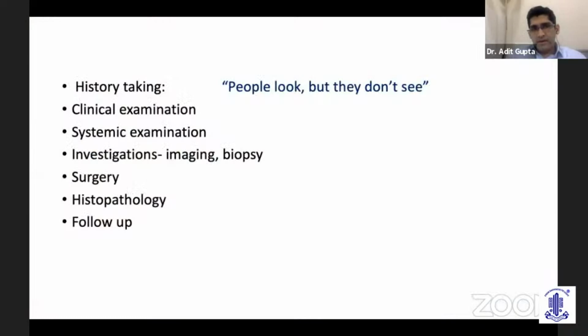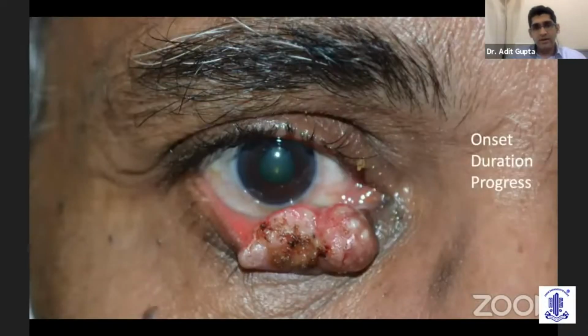When we evaluate a case of eyelid tumors, history taking and clinical examination are the most important things because we can make a diagnosis in 95% of the cases just based on these two things. Systemic examination is prudent in cases of malignancies, investigations are needed in certain case scenarios, and surgery, histopathology, and follow up have a crucial role in malignant eyelid tumors.